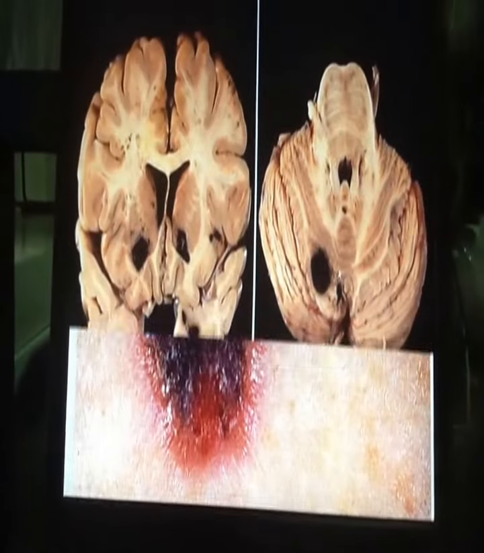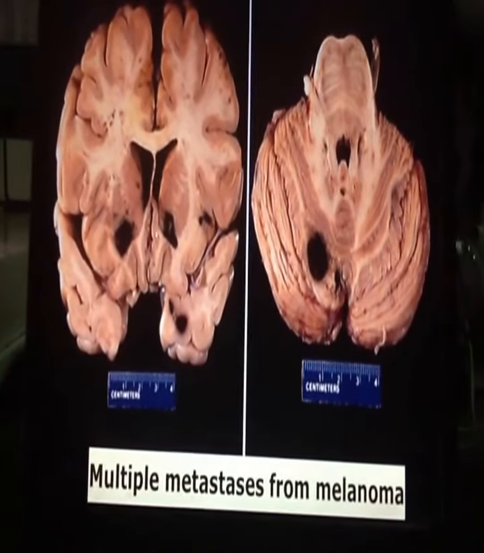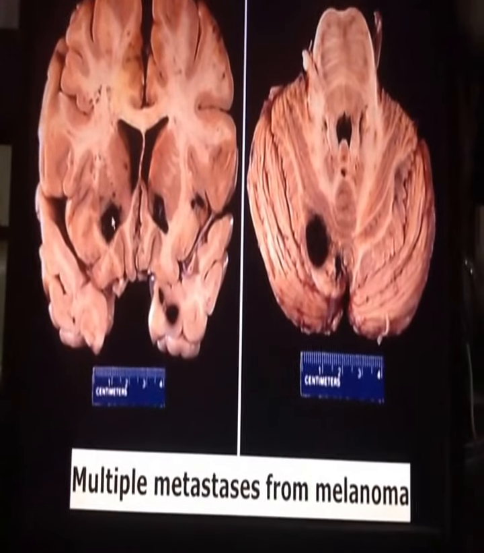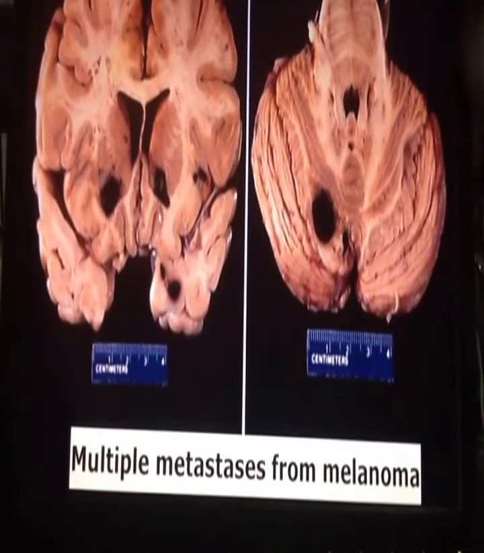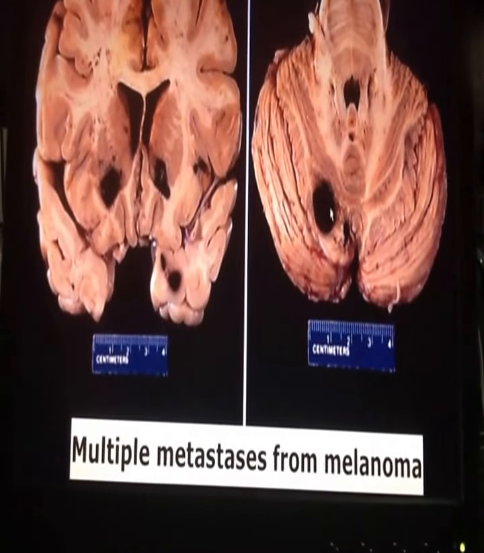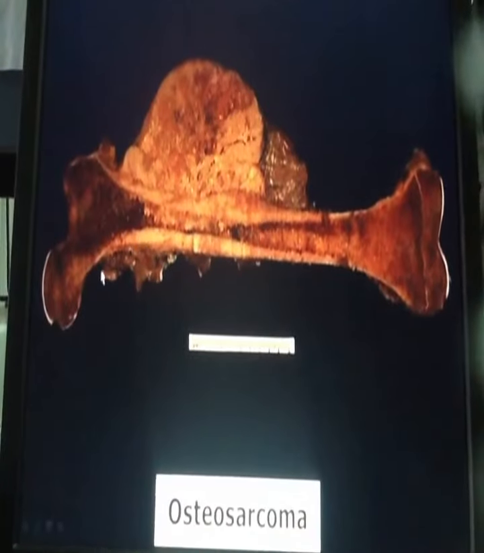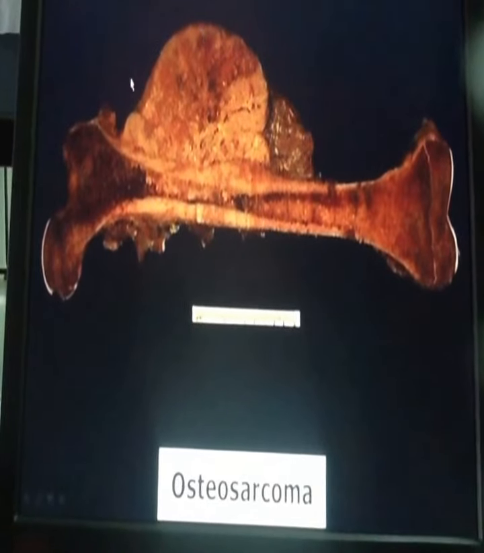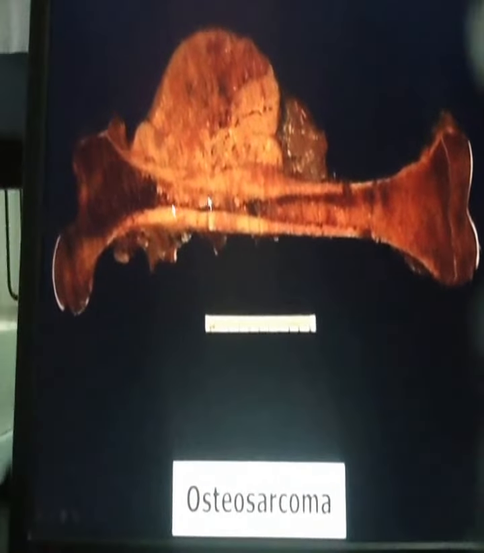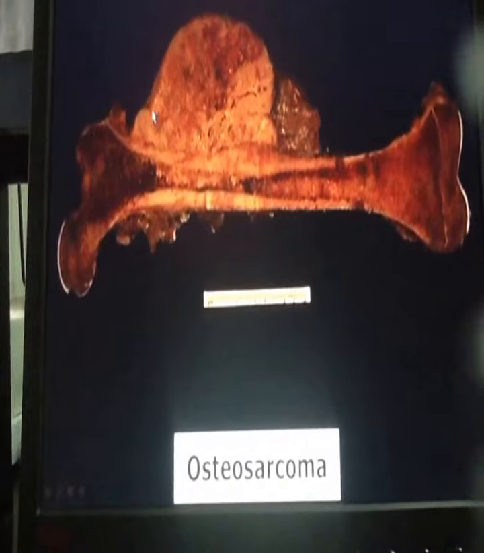And this is a section from a brain involved by melanoma, metastatic melanoma. You could notice that the lesions are very dark in color, containing melanin pigment. So this is metastatic melanoma into the brain. And here we have a long bone with this tumor arising from it. This is an osteosarcoma.